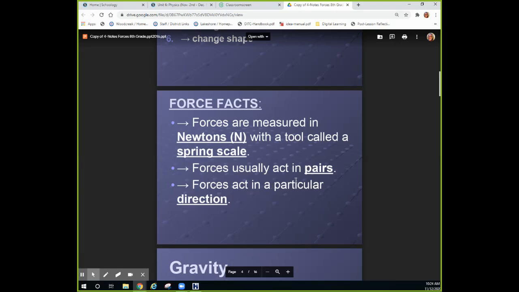Forces usually act in pairs, which means there is a force that's initiating the direction, and there's usually an opposing force. So as we're walking, we're applying a force that's moving us forward, but gravity is a force that is pulling us down. Does that make sense? Forces also act in a particular direction. For example, I mentioned gravity pulling us down. Friction is usually an opposing force, meaning that its direction is going to be opposite of the other force.